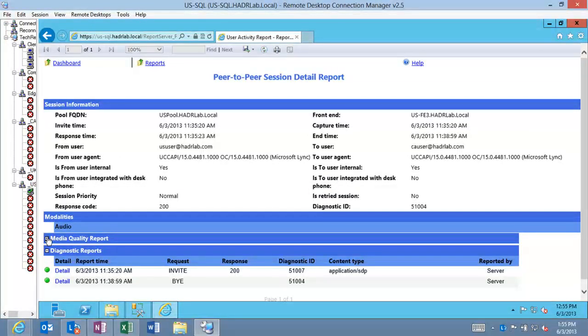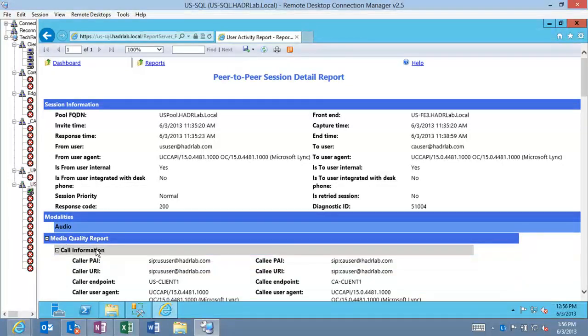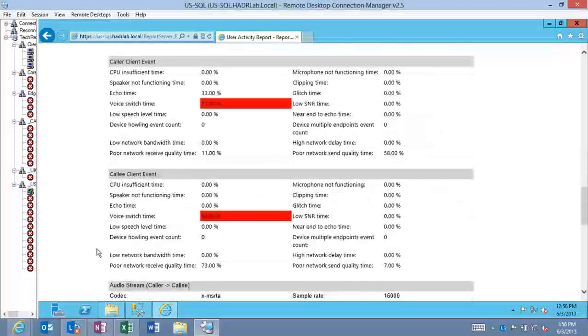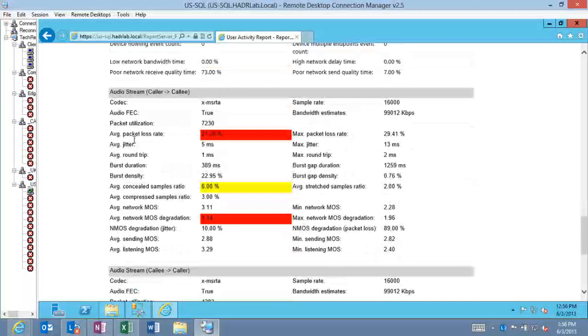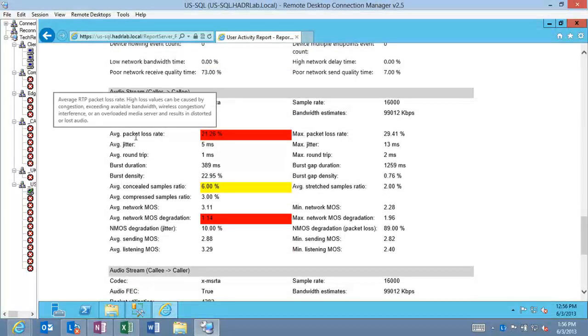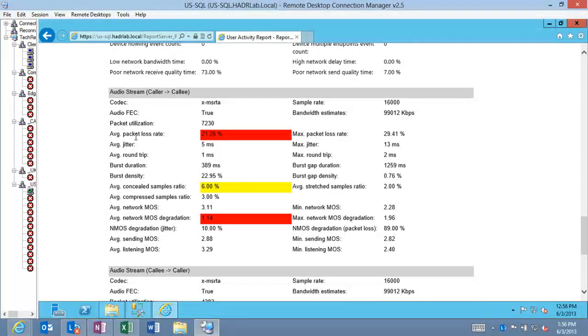Open up my media quality report, drill down, and oops. Yeah, I'm seeing some red. Ooh, average packet loss rate, 21%. Ooh, that was the bad call that you had. So now I can say, yep, this call at this time between these two network endpoints, we had some form of really bad packet loss rate.